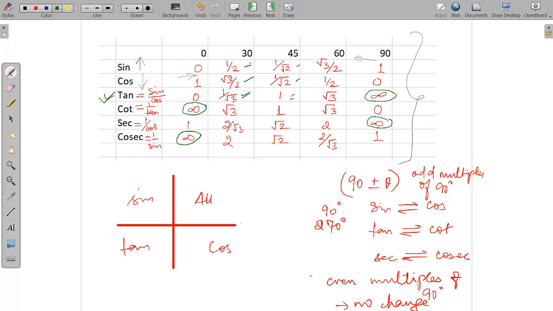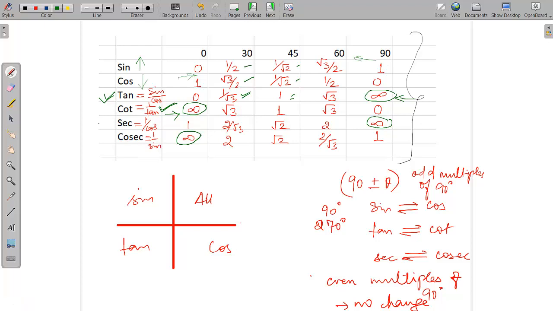So tan 0 is 0, tan 30 is 1 by root 3, tan 45 is 1, tan 60 degrees is root 3, and tan 90 is infinity. Similarly, cot is 1 by tan. It is the reciprocal of the tan function, and it is also complementary to tan. So if you reverse this order, you will get this order.